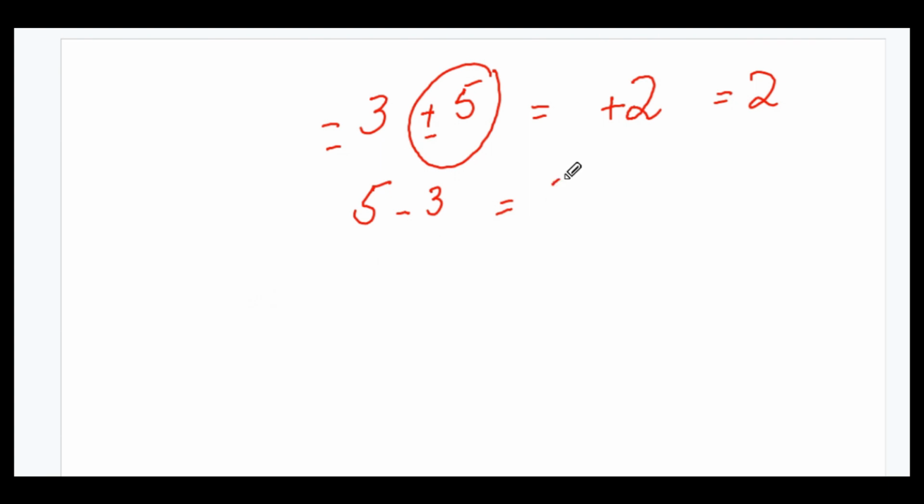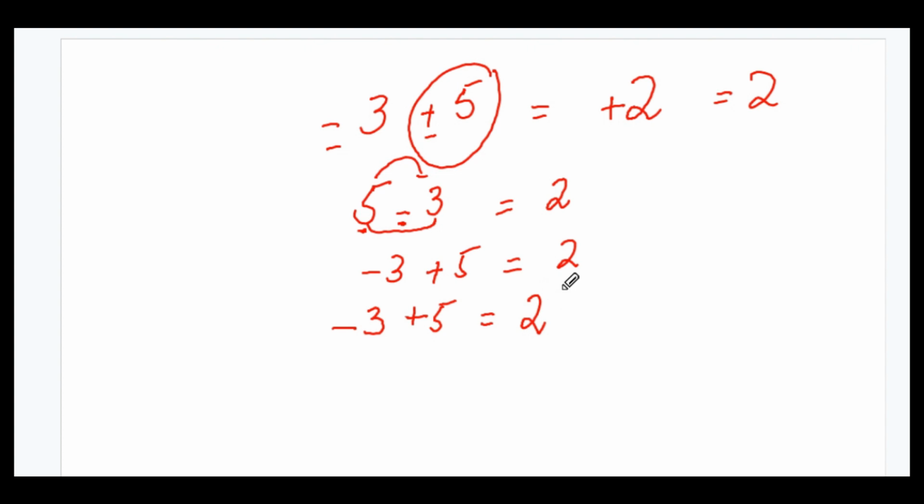5 minus 3 is 2 and minus 3 plus 5 is again 2. You can interchange the numbers, you can change their position. So if I take minus 3 in the start and plus 5 in the end, what's the big deal? I can do it. So the answer will remain the same.